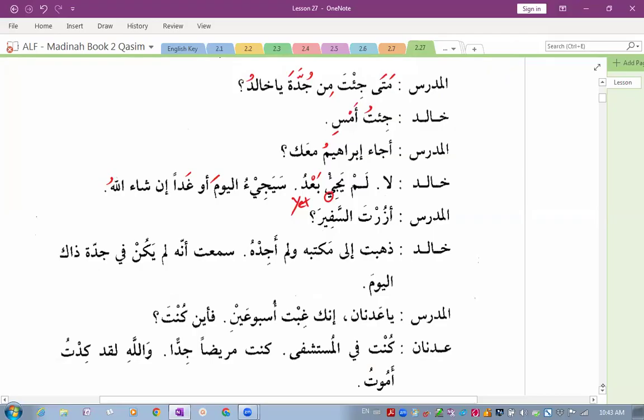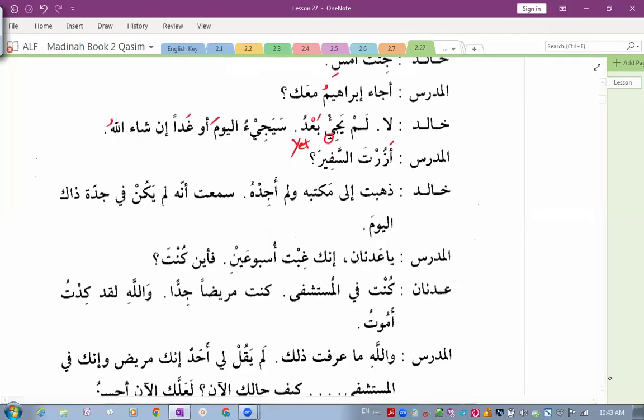Azurta Safira. Azurta is visiting. Is he visiting? Is what? Is the harfe istifham. Istifham, yes. Azurta Safira. Did you visit the ambassador? Yeah, the Safir. Go ahead, read the next line also.